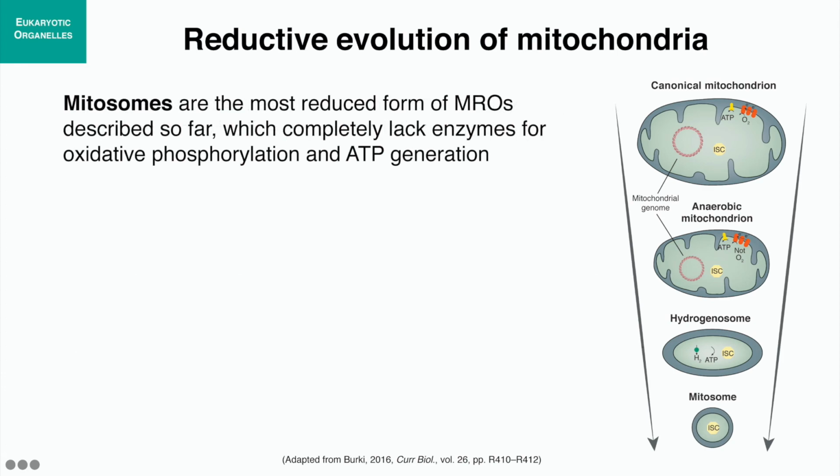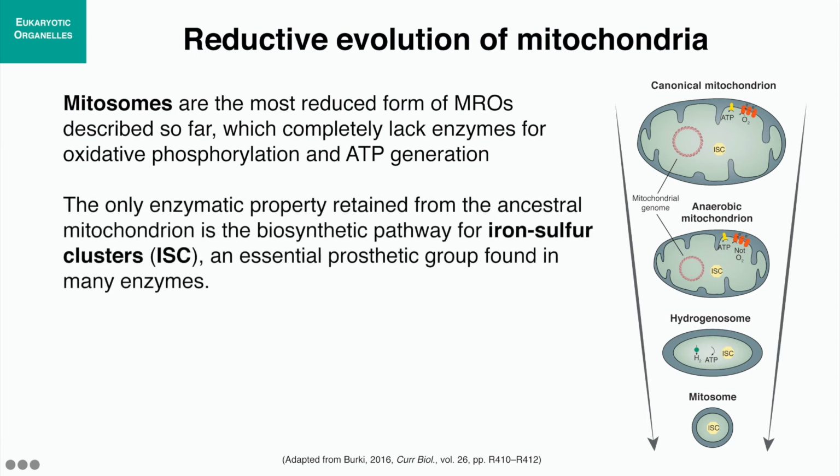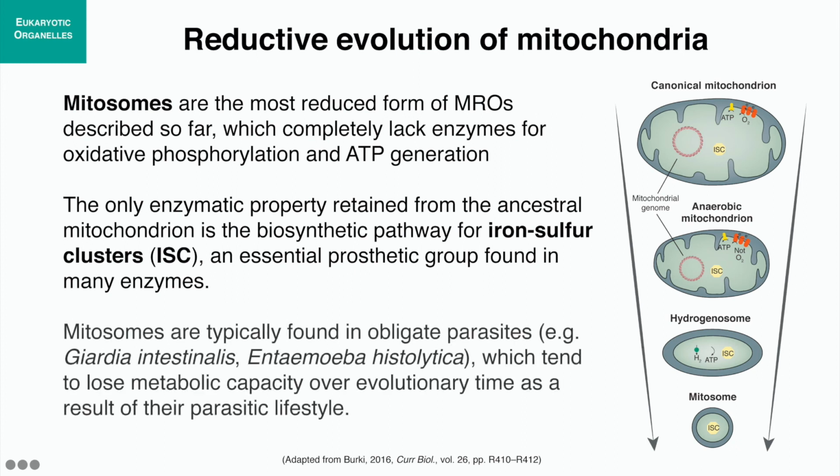Mitosomes are the most reduced form of mitochondria-related organelle described so far, which completely lack enzymes for oxidative phosphorylation and ATP generation. The only enzymatic property retained from the ancestral mitochondrion is the biosynthetic pathway for iron-sulfur clusters, an essential prosthetic group found in many enzymes. Mitosomes are typically found in obligate parasites which tend to lose metabolic capacity over evolutionary time as a result of their parasitic lifestyle.